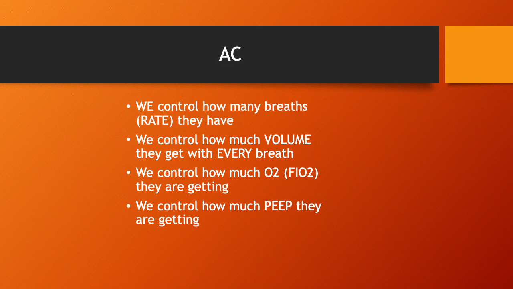So let's talk about AC mode. This is a mode that you're actually going to see patients really commonly in. With this mode, we control how many breaths a patient takes. Again, we're saying you have to take at least this many breaths per minute. We're going to set that on the ventilator. We also control how much volume they get with every single breath. So if the patient decides they want to take their own breaths, they're going to have to take however much volume that we think they should have. So they always have to have that minimum amount of volume. We also control how much oxygen they have and how much PEEP they have.